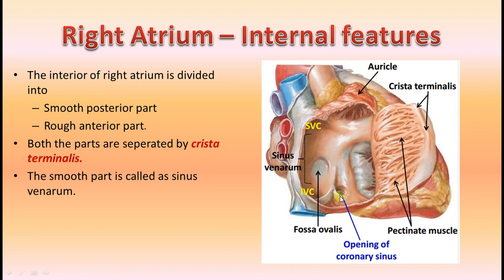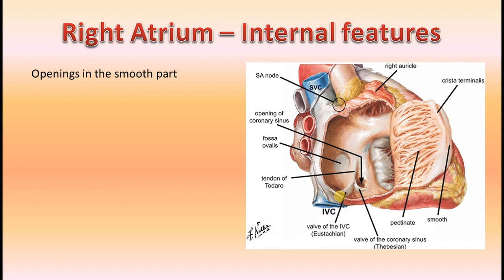The smooth part of the interior of the right atrium is called the sinus venarum, and it is developed from the right horn of the sinus venosus. Okay, the smooth part is developed from the right horn of the sinus venosus. So I will come to that after a few slides about the sinus venosus. So basically now you know that the interior of the right atrium is divided into a smooth and a rough part. The smooth part is called the sinus venarum.